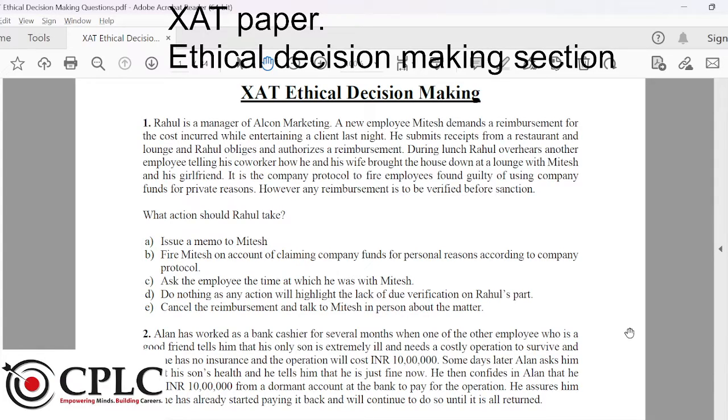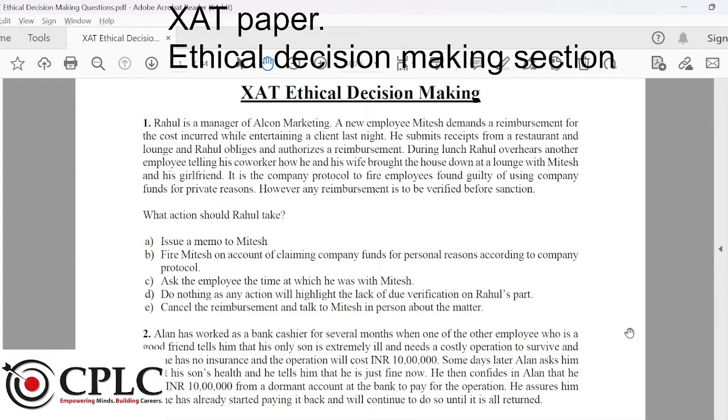So basically, what Rahul overheard is that one of the employees, his near and dear ones, went with Mitesh to a lounge and they had a good time there. It is company protocol to fire employees found guilty of using company funds for private reasons. However, any reimbursement is to be verified before sanction. So now, in this case, it may have happened that Mitesh went with the employee and the other friends, and those receipts he might have submitted as reimbursement, which is obviously ethically incorrect. And the company also follows a protocol and fires the employees who are found guilty.